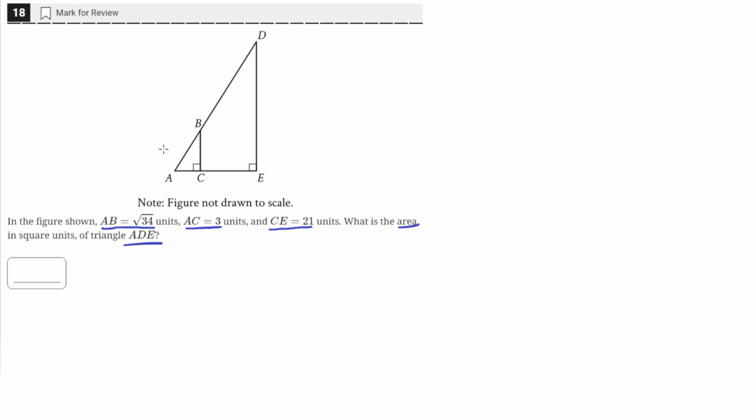We're given that the length of AB is the square root of 34, which is from A to B. AC is 3 units from here to here. And CE is 21 units, which is from here to here. So one thing we can notice is that triangle ABC and triangle ADE are both similar. So this triangle here is similar to this triangle here.